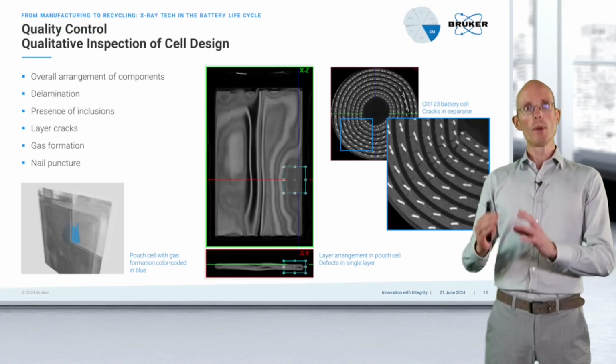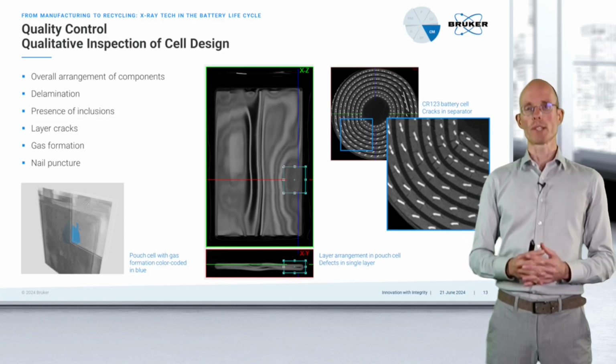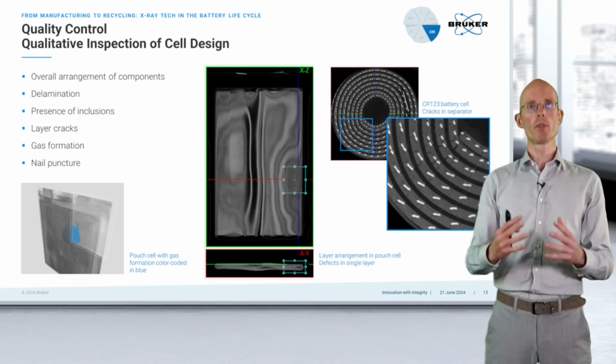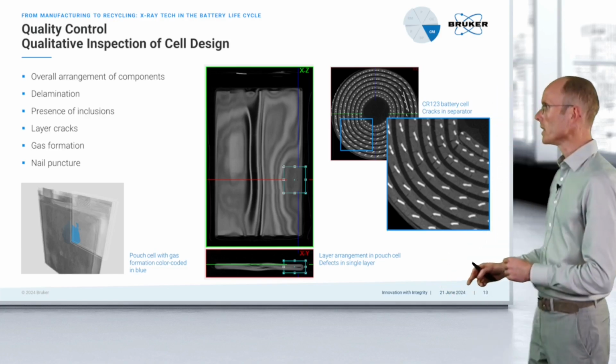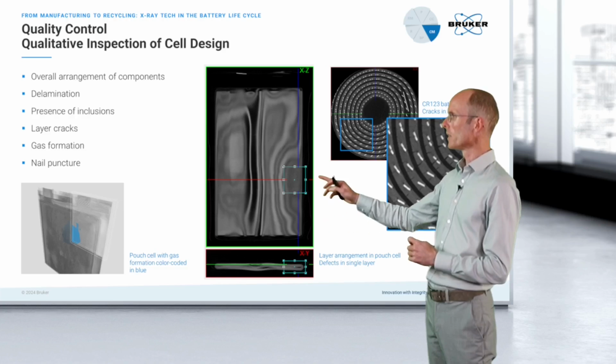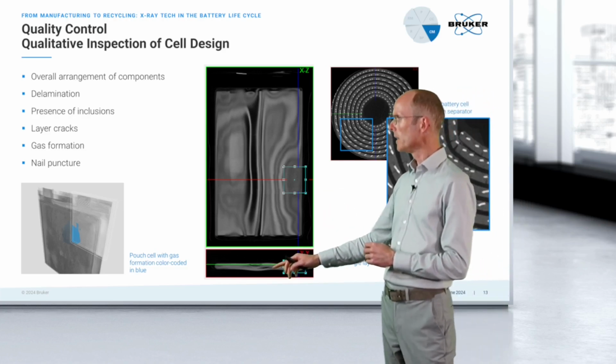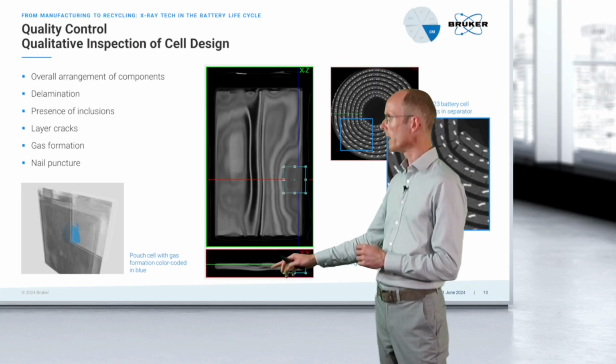Moving now to complete assembled cells. First of all, you can do a qualitative inspection of the cell design. There you don't need very high resolution, but you can still see very, very fine details. For example, here in this pouch cell, in the central example, you see, for example, that the layers here are a bit disarranged in the central area over here.